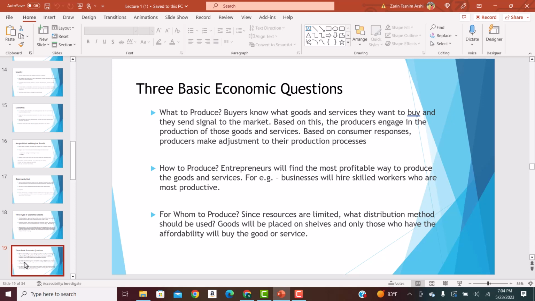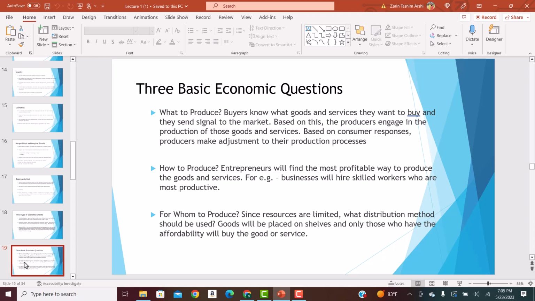This is a question that is answered by the buyers, right? If in the market you guys want laptops, but I am producing desktops, then it is a wrong judgment. I am making a wrong decision because nobody's going to buy my desktop when all the consumers want laptops. So if I see in the market people want laptops, I will engage myself in producing laptops. Okay, so buyers give these answers, and based on that, producers engage in the production of those goods and services.